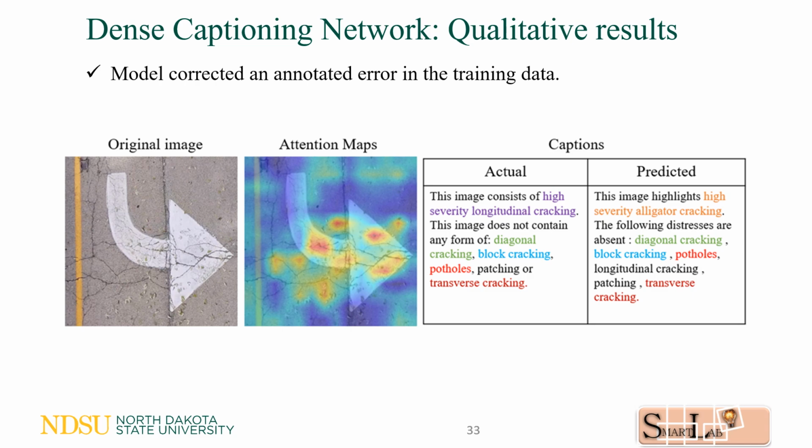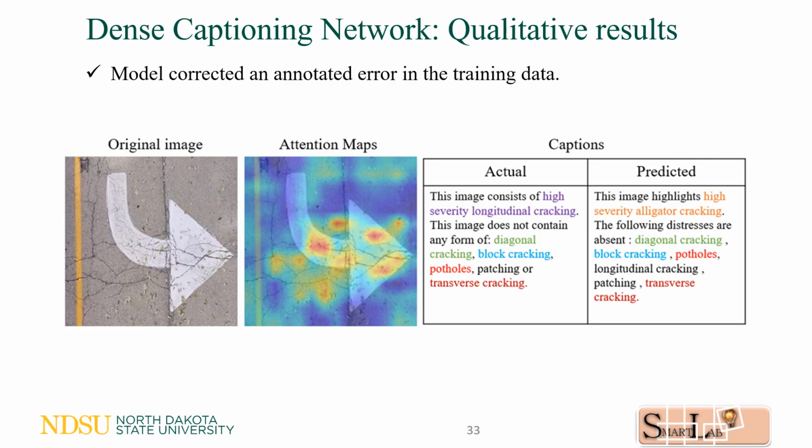Interestingly, there are some cases where the model actually corrects annotation errors in the training data. So you can see in this example, the ground truth caption labels the image as having high severity longitudinal cracking, but in reality, we see high severity alligator cracking. The model's predicted caption correctly identifies high severity alligator cracking and lists the absent distresses in a more accurate way. This suggests that the model has learned meaningful visual patterns and can sometimes override noisy or incorrect annotations.